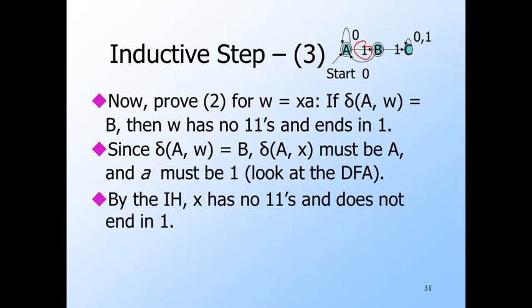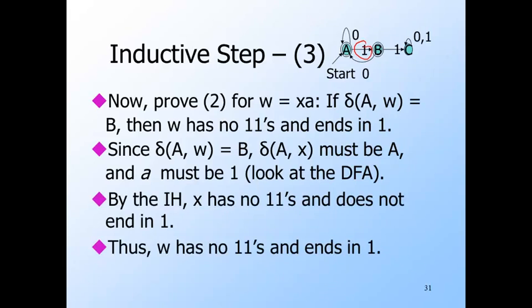We apply the inductive hypothesis to x, and we conclude that x not only has no consecutive 1s, but doesn't end in 1. Any occurrence of 1, 1 in w would either have to be at the end or lie completely within x. We know it doesn't lie within x by the inductive hypothesis. We know 1, 1 cannot be at the end because x does not end in 1, and a is only a single 1. We conclude that w does not have consecutive 1s.